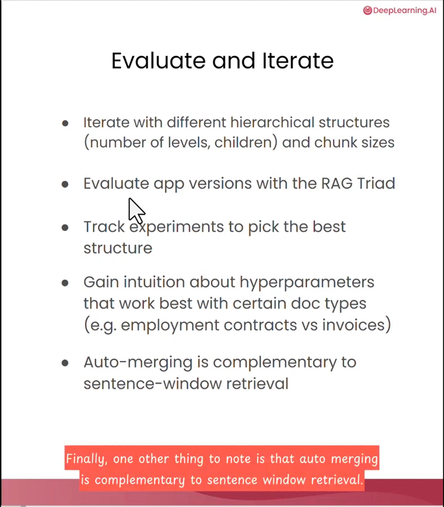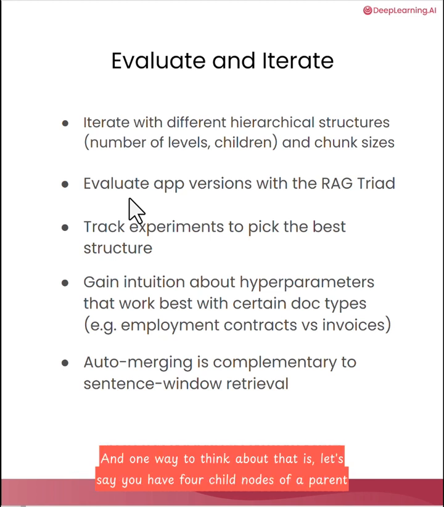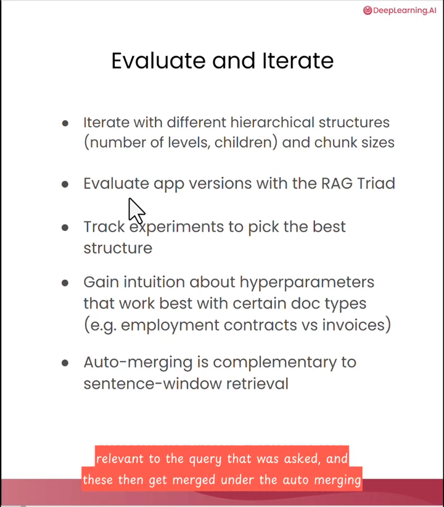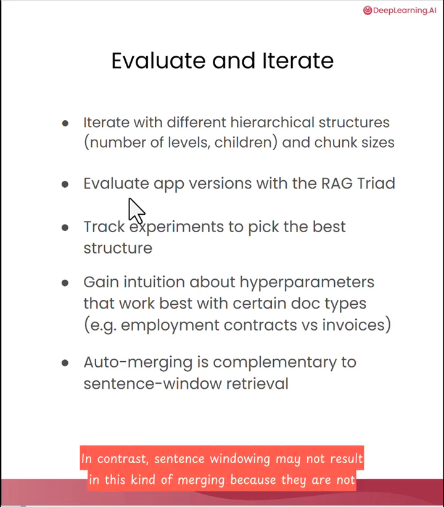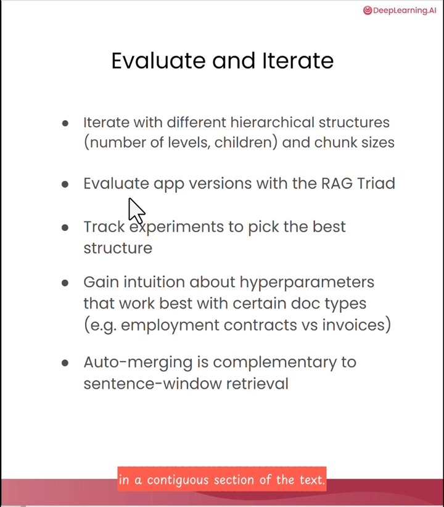Finally, one other thing to note is that auto-merging is complementary to sentence window retrieval. And one way to think about that is, let's say you have 4 child nodes of a parent. With auto-merging, you might find that child number 1 and child number 4 are very relevant to the query that was asked, and these then get merged under the auto-merging paradigm. In contrast, sentence windowing may not result in this kind of merging because they are not in a contiguous section of the text.